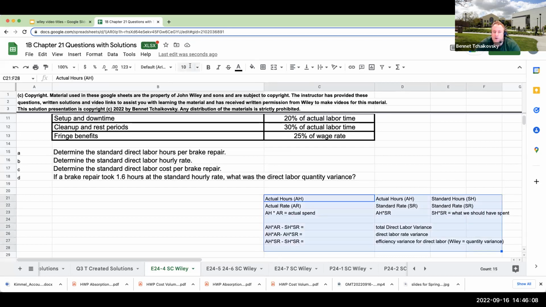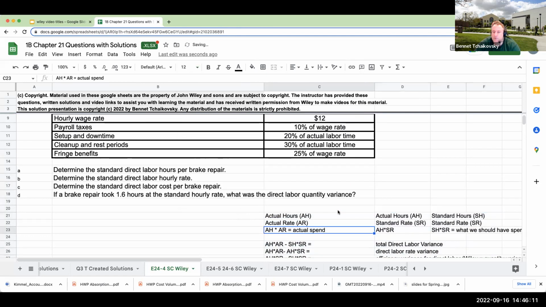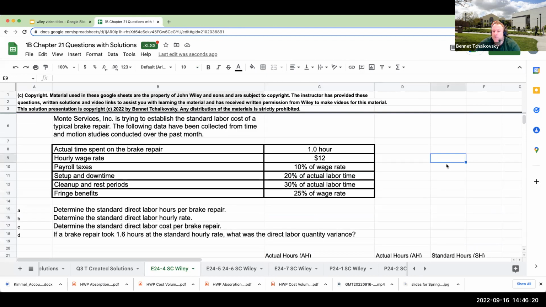So for all these different problems involving direct labor variances, this one's a little bit different. I kind of like this question because it's also asking, what are the standard direct hours per brake repair? The actual time spent on the brake repair is an hour. I'm not concerned with their wage rate or the fringe benefits or the payroll taxes. What I'm more concerned with is how much time it really takes to perform this brake job. Here, setup and downtime is 20% of actual labor time.